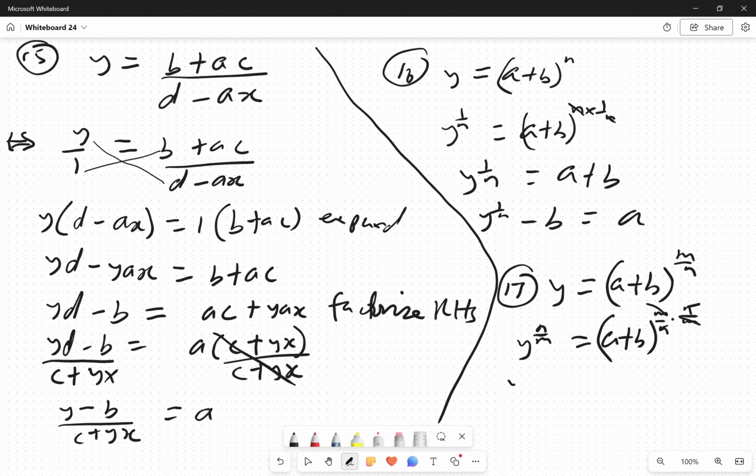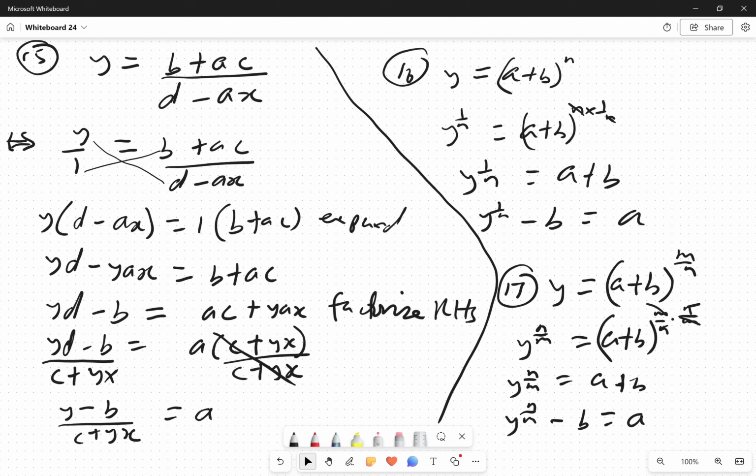So you have y to the power n over m is equal to a plus b. And since you are looking for a, we subtract. So we have y to the power n over m minus b is equal to a. Wonderful. And we have made a the subject.